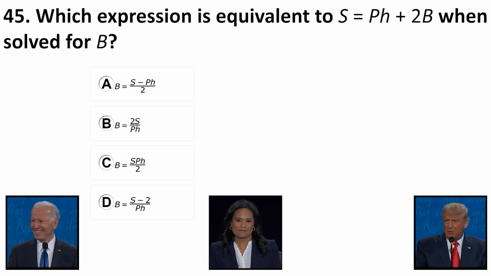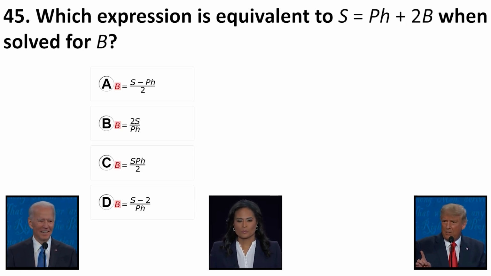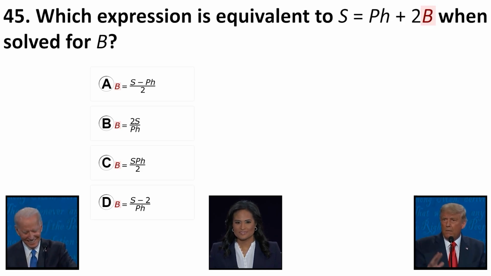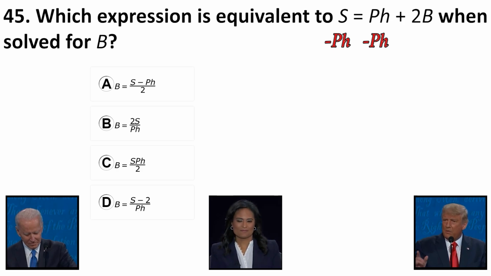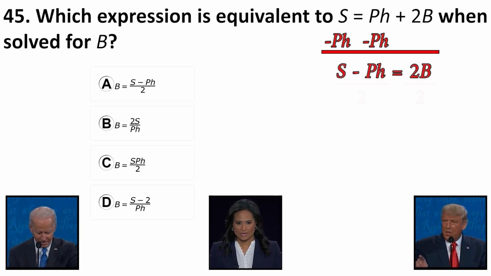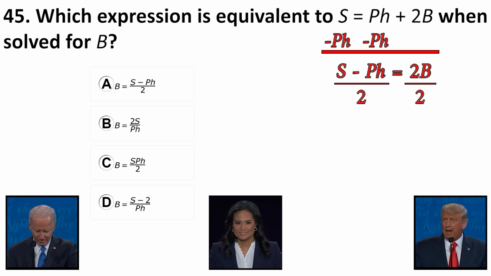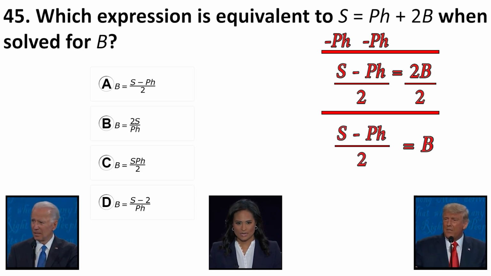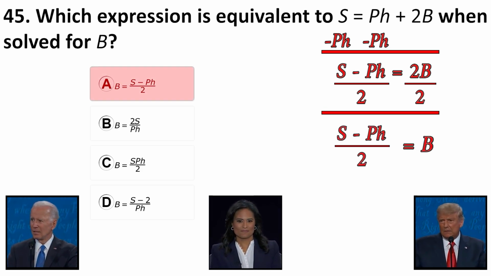Notice how all the answer choices have the variable B isolated. That means we need to solve for B. To do that, subtract PH from both sides, which results in S minus PH equals 2B. Next, divide both sides of the equation by 2. Now we can clearly see that the answer is obviously A.